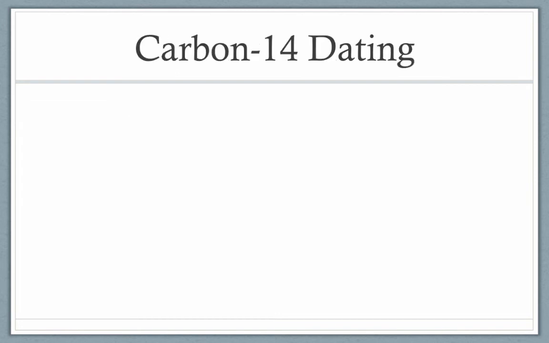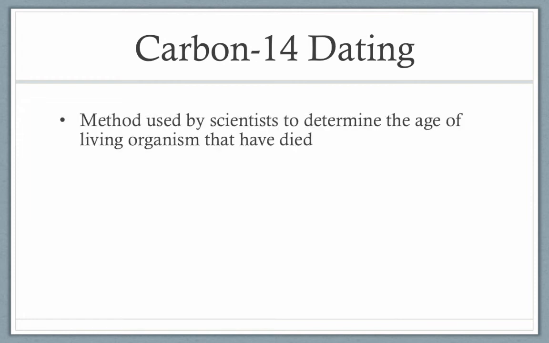So let's wrap this video up by talking about an application of this. A lot is done with radioisotopes and their decay rates, but one of the most well-known is the process of carbon-14 dating. This is basically a method used by scientists to determine the age of some sort of living organism that has died. So for example, a dinosaur bone in the ground or some sort of human artifact, as long as it had been alive at one point, be it a mammal or a plant, as long as it was alive at some point, we can use carbon-14 to date it.